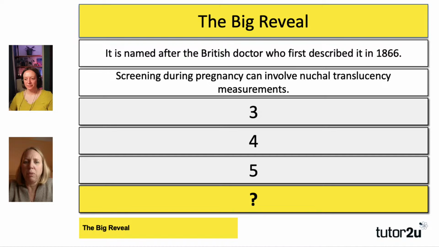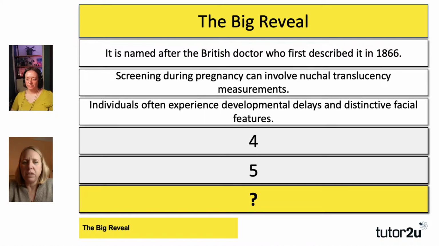We've got screening during pregnancy can involve nuchal translucency measurements. Okay, so nuchal translucency is all about the thickness of the fold on the back of the neck. So you can have an ultrasound scan at around 20 weeks of pregnancy to measure the fold on the back of the neck. Does that help you think about a particular condition? Should we go for another clue? Yeah, let's have a little look. Individuals often experience developmental delay and distinctive facial features.